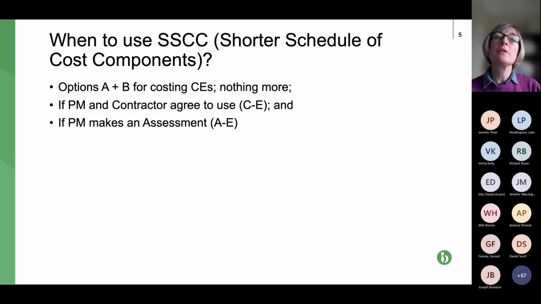Now, bear in mind with those last two bullet points that under NEC 4, there've been changes. So the middle option isn't available now under NEC 4. Under NEC 4 now, if you're on options C, D or E, the only schedule available to you is the schedule of cost components, not the shorter schedule. Next slide, please.